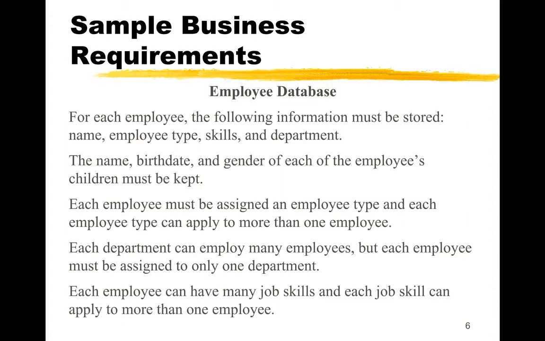Name, birth date, and gender. So it must be employees' children or dependents. Each employee must be assigned an employee type, and each employee type can apply to more than one employee. What does that mean? That's talking about the association between different entities.